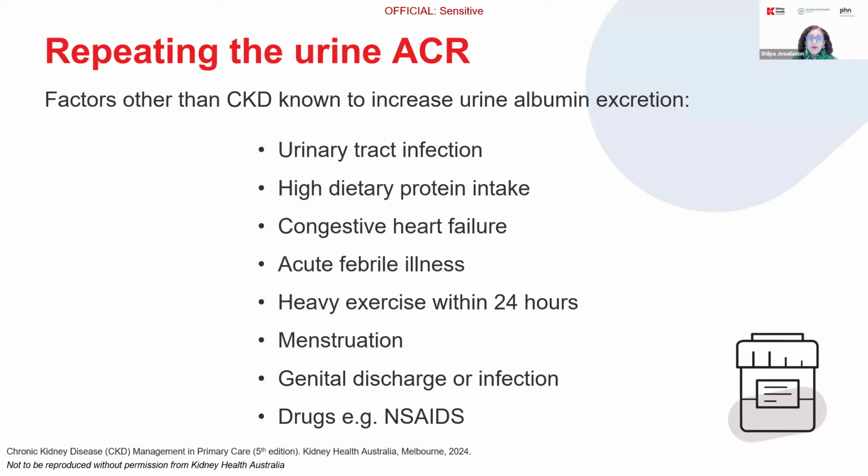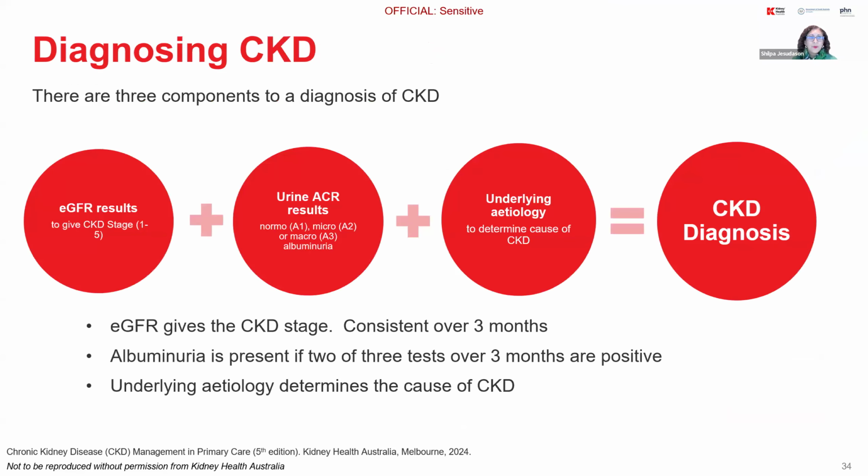Urine ACR can be affected by a whole bunch of different things, which is why we get you to do it a couple of times if it's positive, okay? Even just having bad heart failure, even exercising heavily, having a urinary tract infection, all of these things can affect the ACR. That's why you need the confirmatory test.